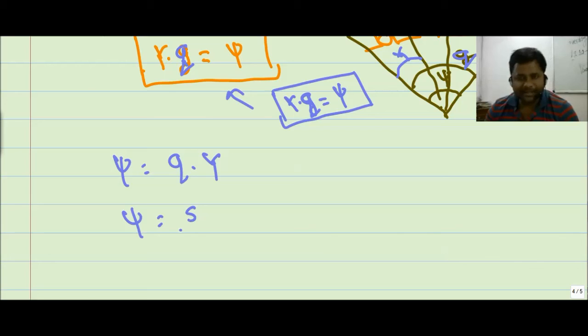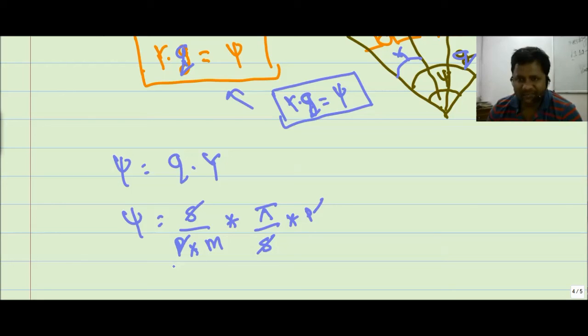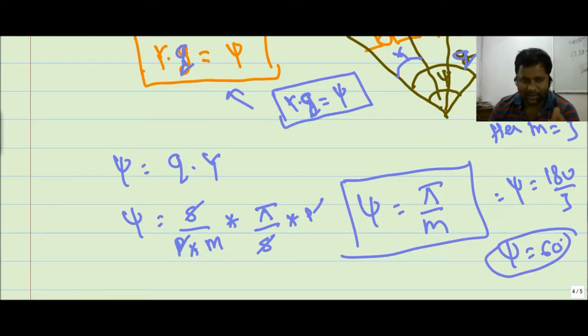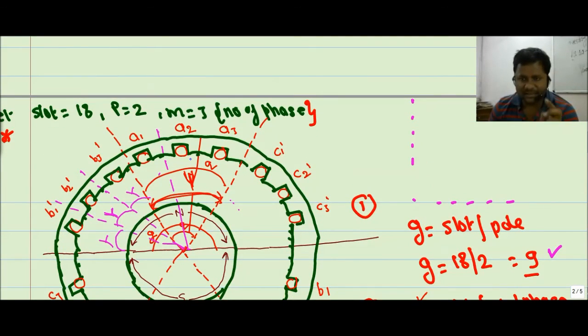Xi should be equal to slots per pole multiplied by the number of phases, and gamma is equal to pi by slots per pole. Slots per pole cancel, so xi equals pi by m. Here m equals 3, so xi equals 180 by 3, so xi equals 60 degrees. So here this angle is 60 degrees, and similarly at this phase it is 60.